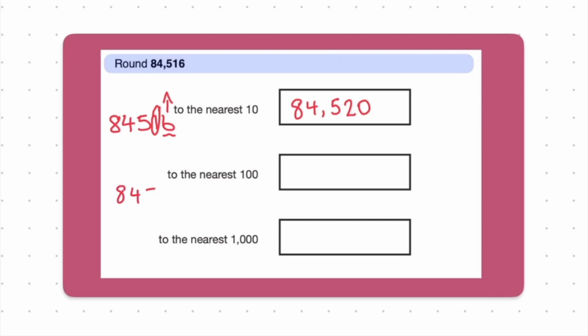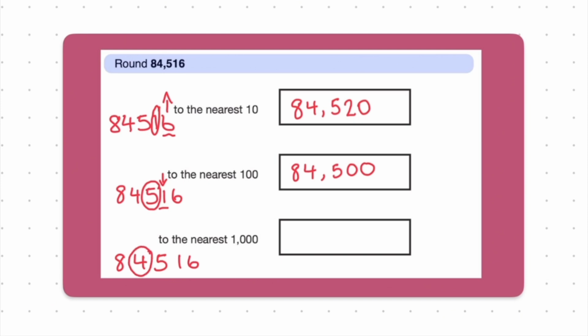Now to our nearest 100, 84,516. We circle our 5, because that's the number we're changing that we've identified. Our 1 is our bossy neighbour. That's telling us to go down, because 0 to 4, we slide to the floor. So 84,500.